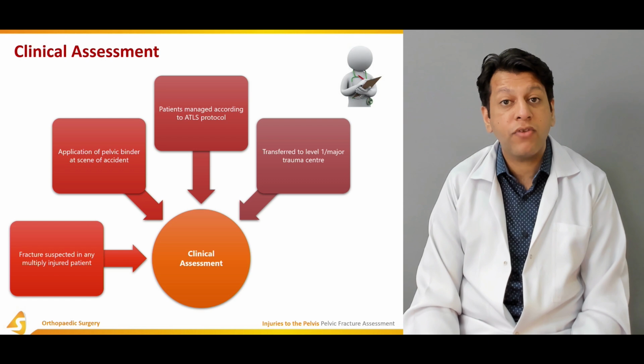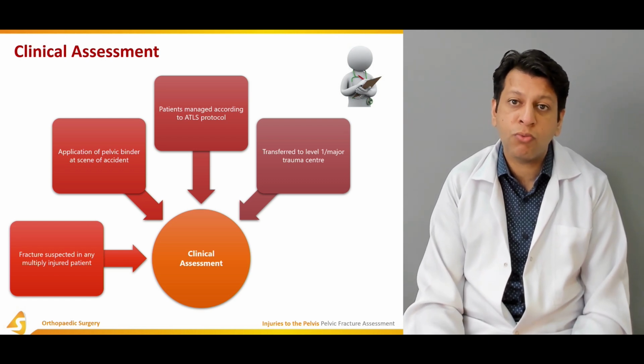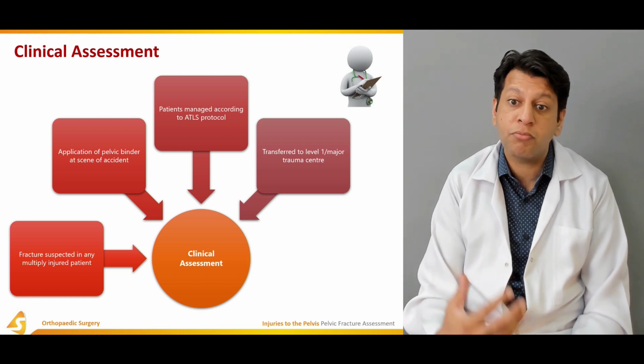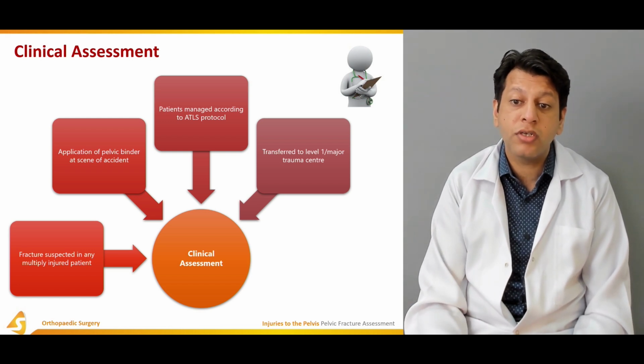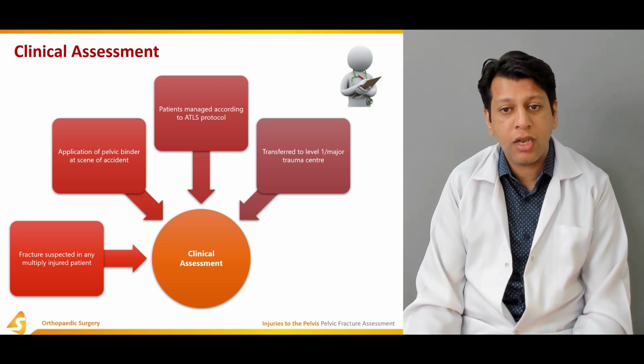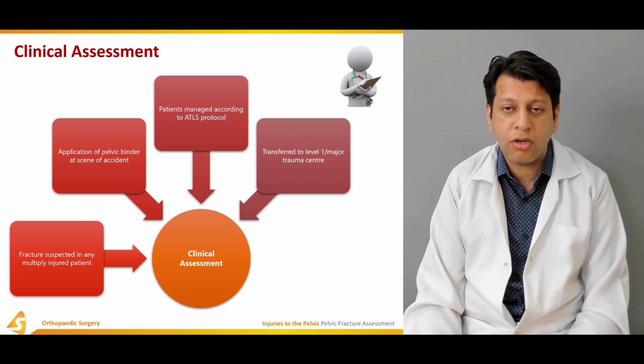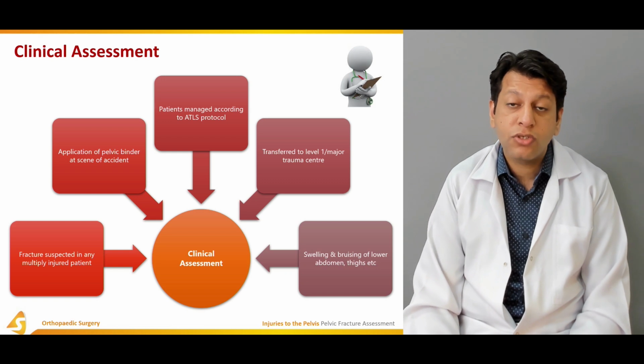If you happen to be a 1122 rescue provider, then probably what you can do is transfer the patient as early as possible to the level 1 trauma center, and then the primary survey can be done by the level 1 traumatologist there. This is what is important.